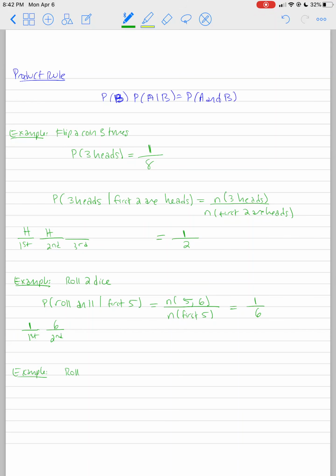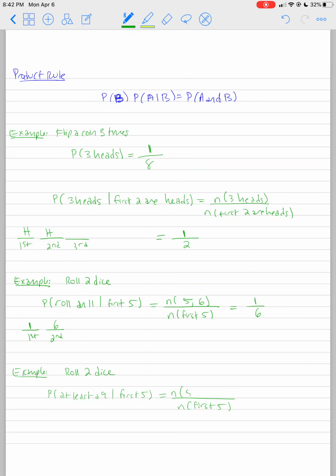Let's stick with the experiment of rolling 2 dice. And this time compute the probability of at least a 9, given that the first dice is a 5. So on the bottom, it's again the number of ways that my first dice is a 5. On the top, your first dice has to be a 5. What can your second dice be so that the sum is at least 9?